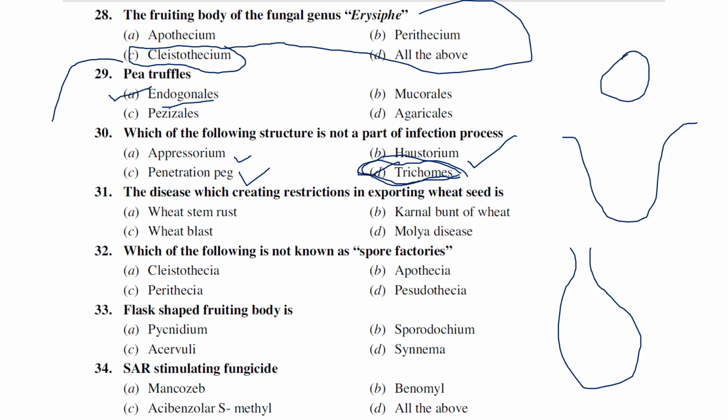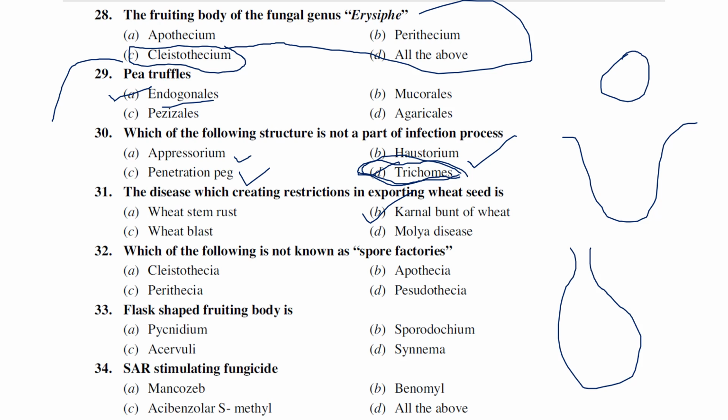The disease creating restrictions in exporting wheat: stem rust, kernel bunt of wheat, wheat blast, Molia disease. Generally, kernel bunt of wheat is a very important disease when it comes to quarantine, because we can also call this disease mission impossible. It is very difficult to identify and to control. That's why it is known as the mission impossible disease. So the answer is kernel bunt of wheat.